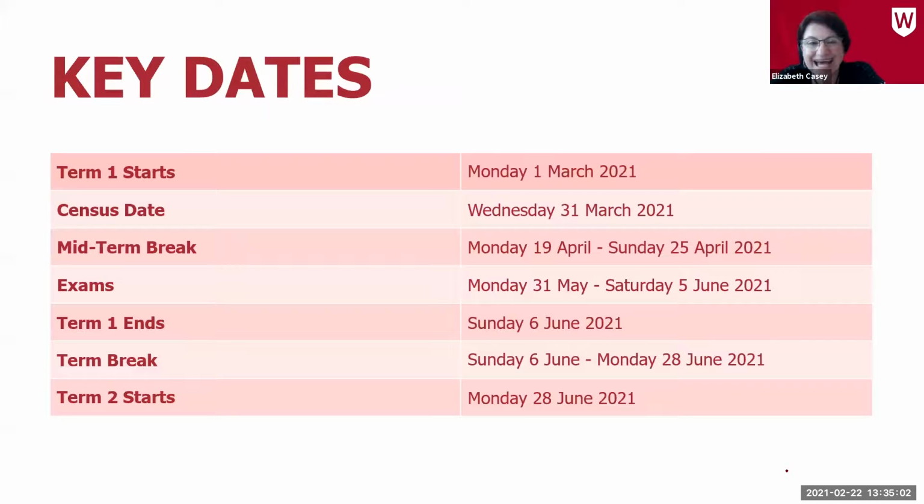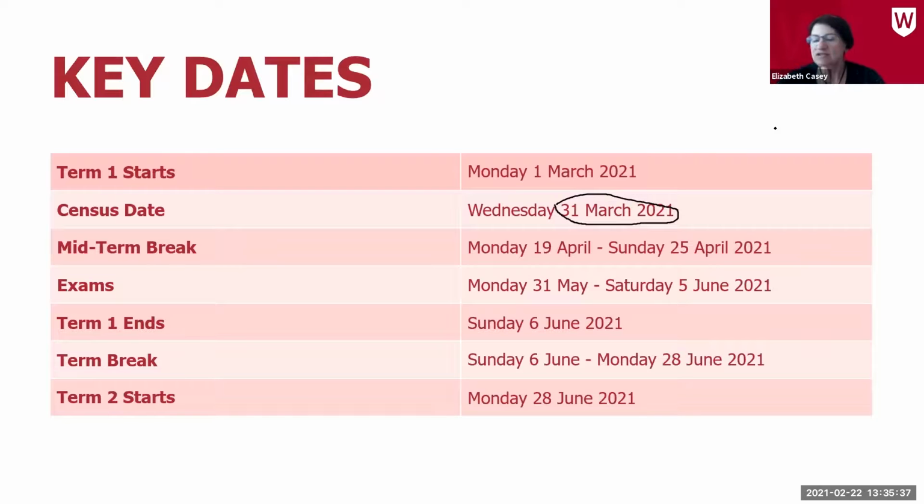So here are some key dates, and I suggest you take a photo of this, because this is a great thing to have handy on your phone. So we start on the 1st of March, 1 week from today, depending on your own timetable. If you don't have a Monday class, obviously you don't start on Monday. Census Day is the 31st of March. Now I'm going to talk about this day a little bit, because it's such an important day in the university calendar.